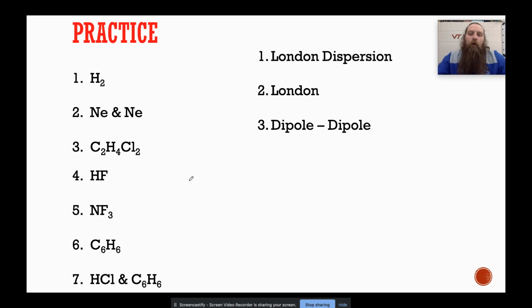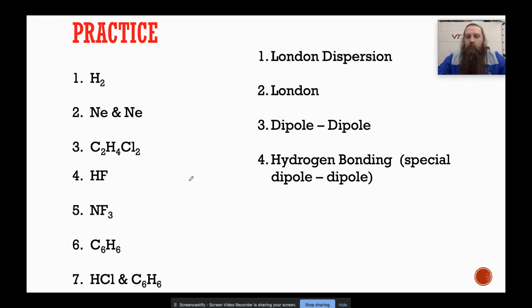Who knows, right? HF. Well, hydrogen fluorine. I know that fluorine is one of the fun molecules, right? H to F, probably hydrogen bonding. All right. NF3. Well, there's no H, so it can't be hydrogen bonding. When we draw it out, and we would need to draw it out, we'll find that it's dipole, dipole.